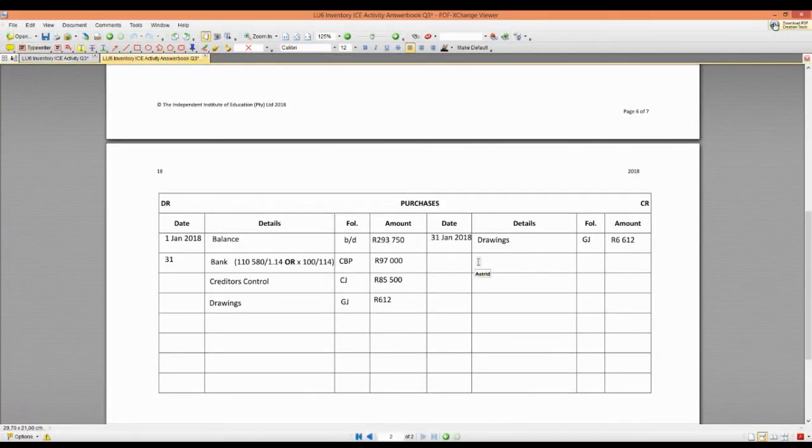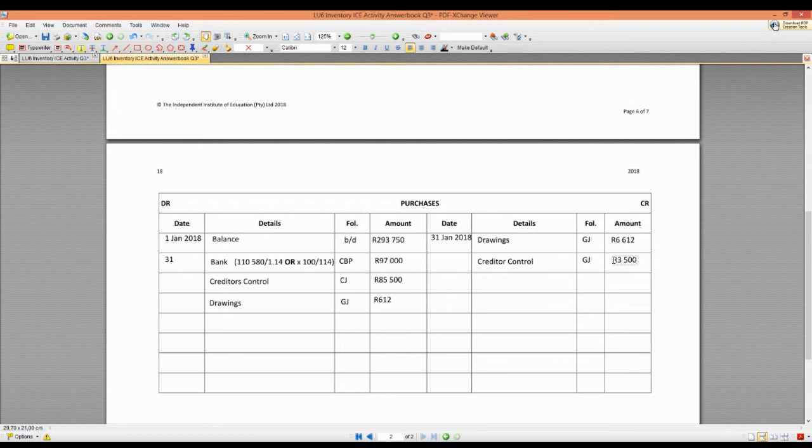We will take it to, because a creditor gave it to us, it will go to creditors control. That would be your main account. Now, because of the fact that settlement discounts only happen once you do payment, this would normally be a general journal. And then the amount that was provided to us is 3,500.